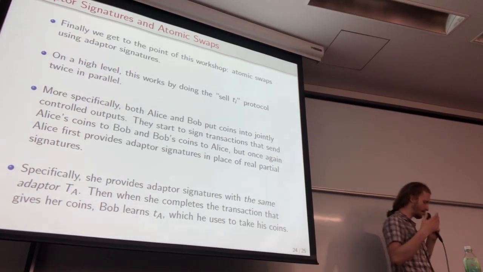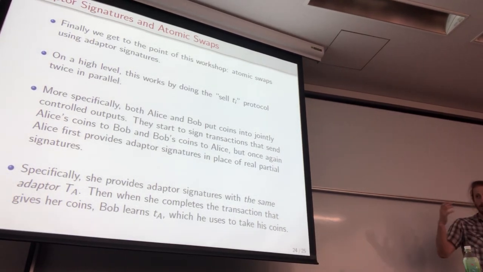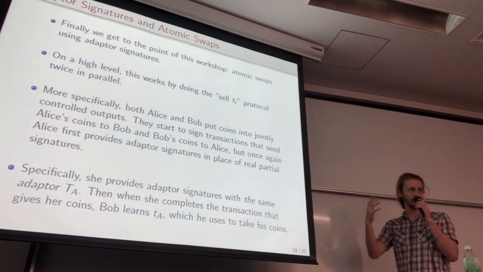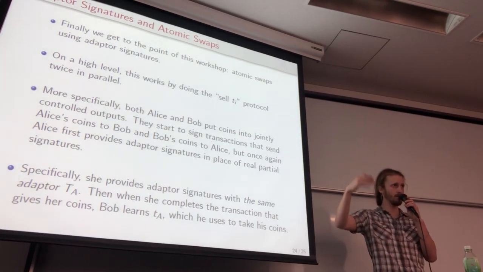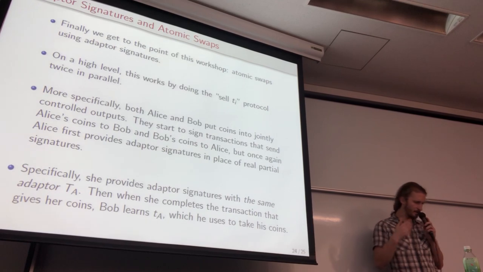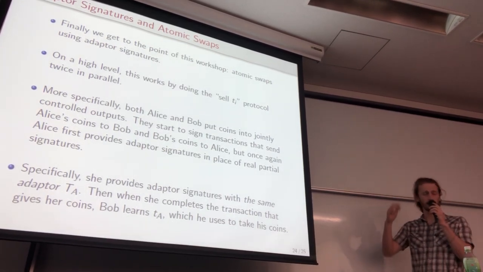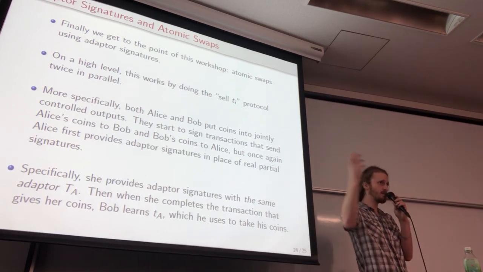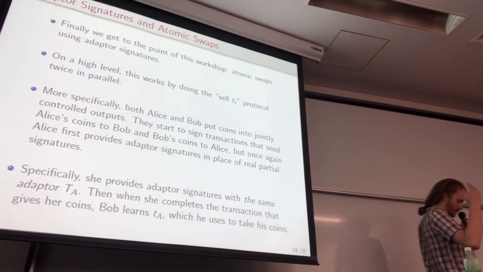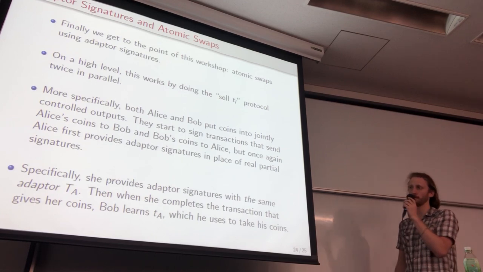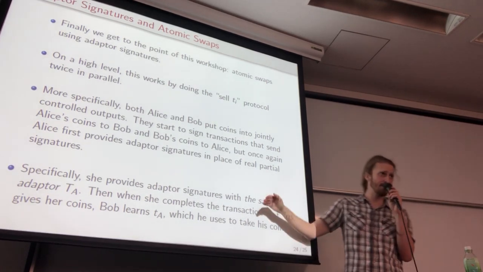So what will happen is Alice does this, Bob will then sign or do his part of the signature to give Alice her coins on one blockchain. And as soon as Alice completes that, as soon as she takes her coins, she's forced to publish a signature to the blockchain. Bob sees that signature on the blockchain, he subtracts out his contribution and her adaptor signature and so forth to learn the secret.